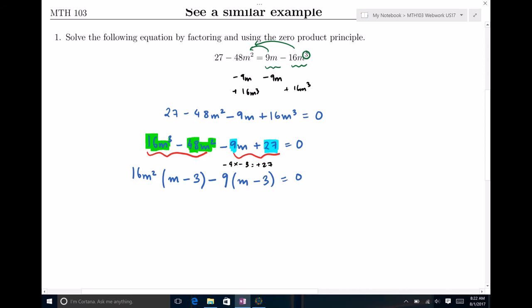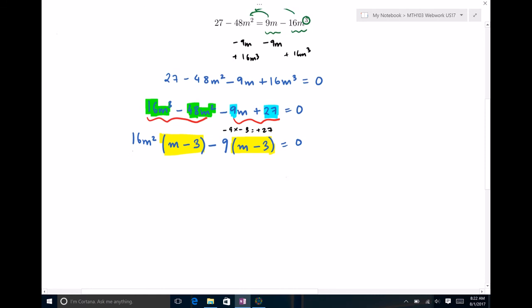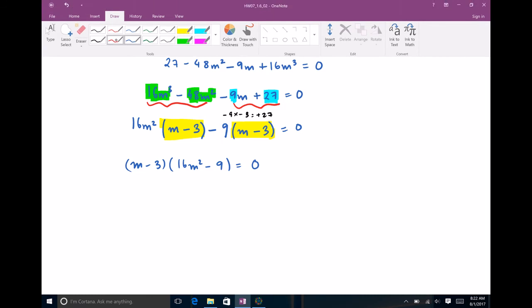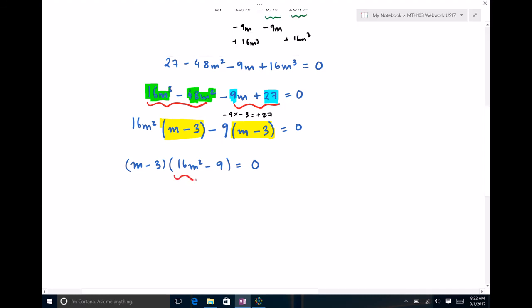Now you'll also see that both these terms have this m minus 3 term in common. So I'm going to factor that out next. I'm going to rewrite this as m minus 3 times 16m squared minus 9 equals 0. We still have a little bit of work left to do because you'll see that this second term is not exactly a simple linear term, it's a quadratic term.